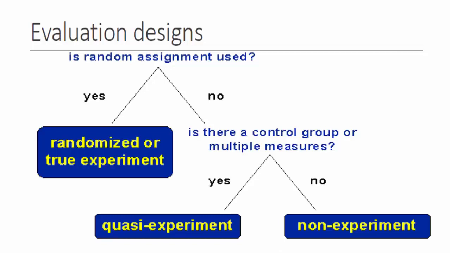So you've got the randomized or true experiment, the quasi-experiment and the non-experiment. If you are going to do random assignment, then that's a randomized or true experiment. But if you are not going to do that, is there a control group or multiple measures? If yes, you go the quasi-experiment route. If no, it's the non-experiment route.